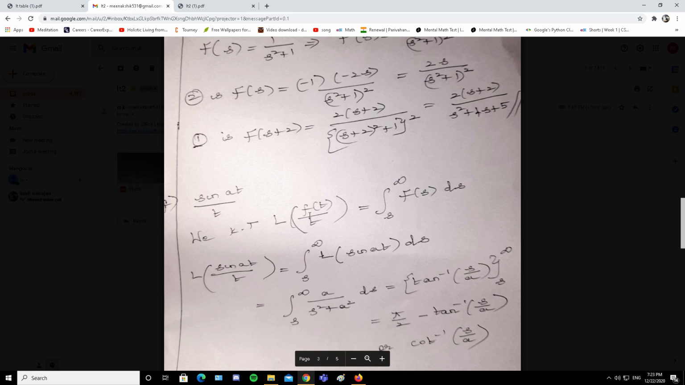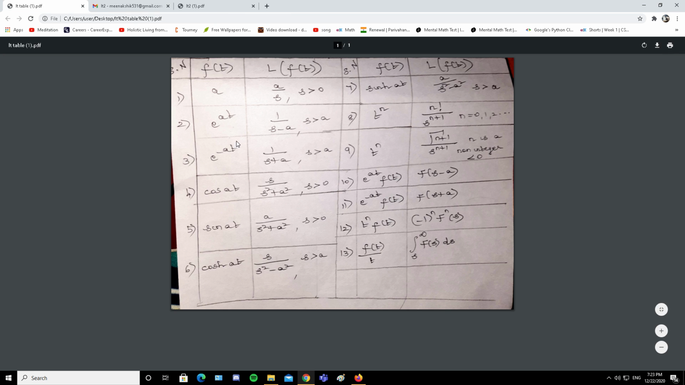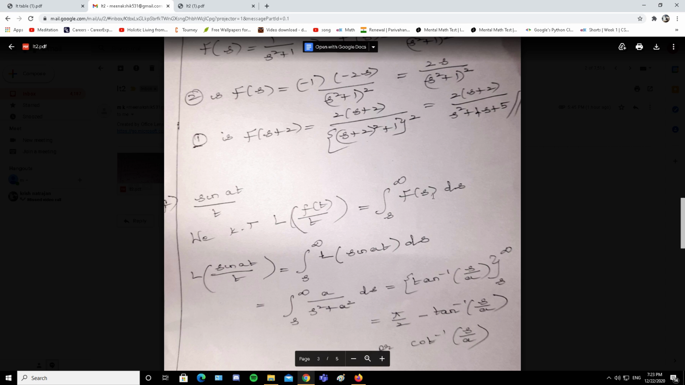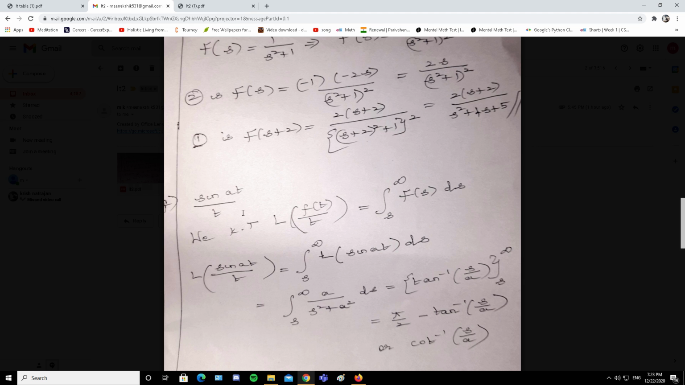So I repeat, whenever you have f of t by t form, make use of the 13th one, that is L of f of t by t equals integral s to infinity f of s ds. So what is f of s here? L of f of t. What is f of t here? Sin a t. So L of sin a t. What is L of sin a t? A by s square plus a square.